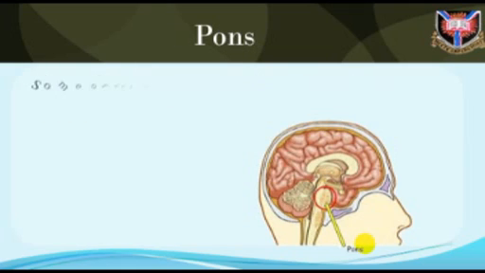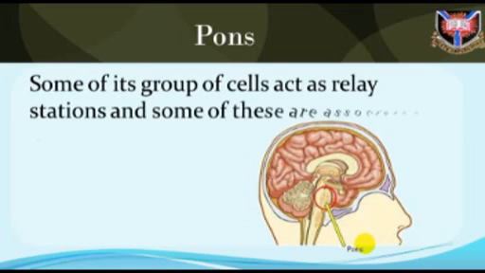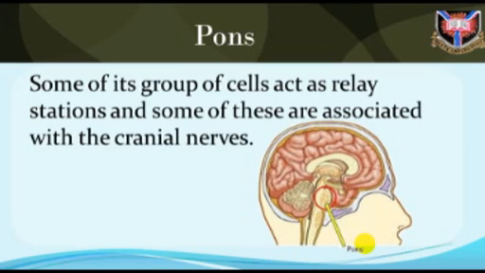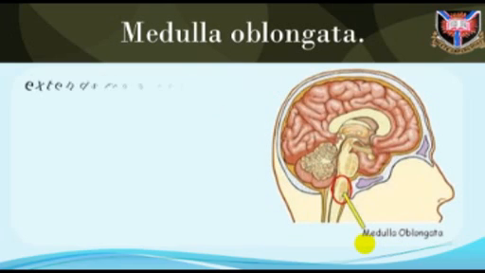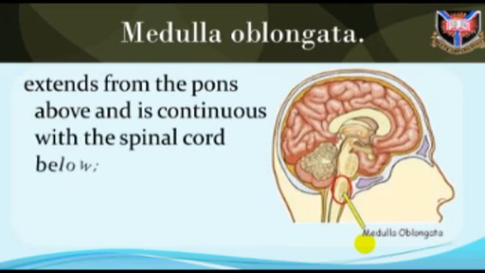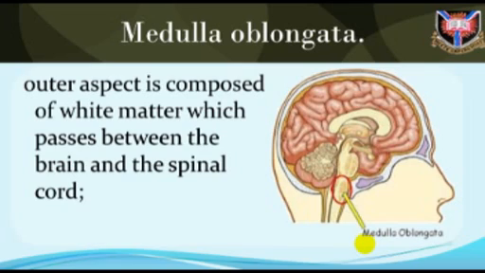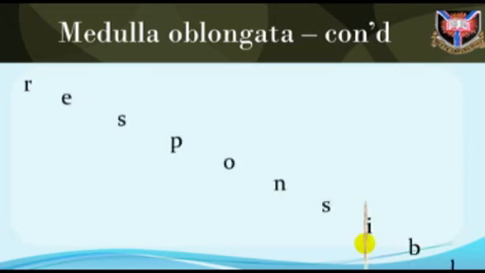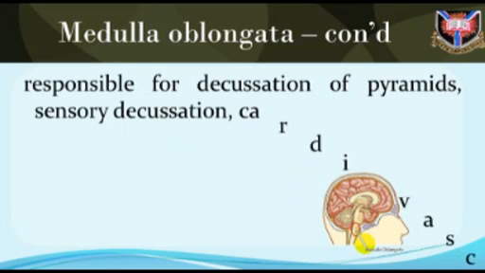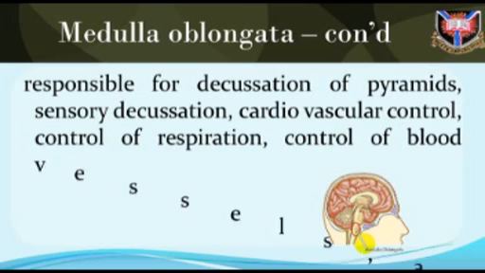Pons. It lies in front of the cerebellum, below the midbrain, and above the medulla. Some of its group of cells act as relay stations, and some of these are associated with the cranial nerves. Medulla oblongata. It extends from the pons above and is continuous with the spinal cord below. The outer aspect is composed of white matter, which passes between the brain and the spinal cord. Its cells act as relay stations for sensory nerves passing from the spinal cord to the cerebrum.